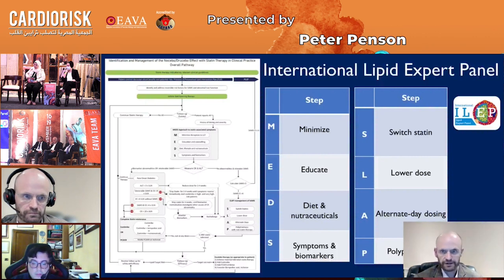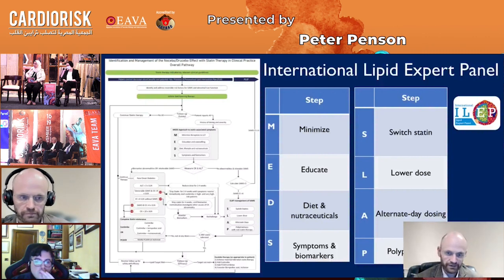So S stands for switch statin. Sometimes just switching to a different drug might result in a different outcome for a particular patient, perhaps switching from a hydrophobic to a hydrophilic statin. L stands for lower dose. Our meta-analysis showed that statin intolerance was more frequently associated with higher doses of statins. So a lower dose is better.